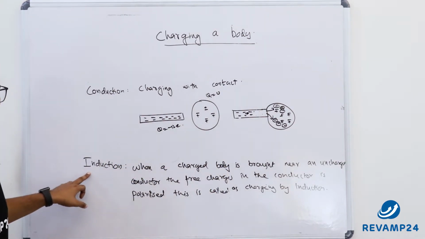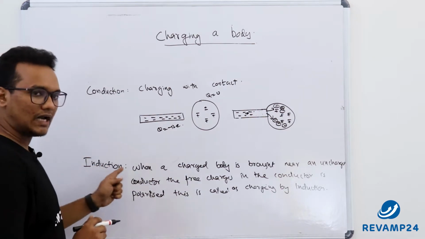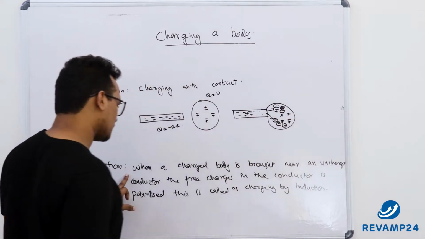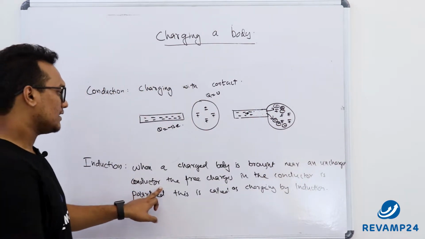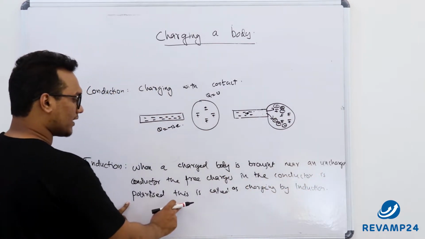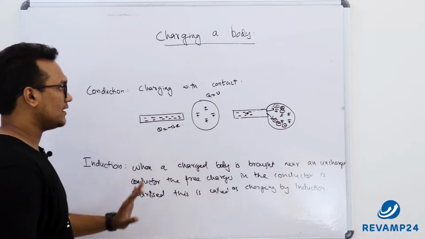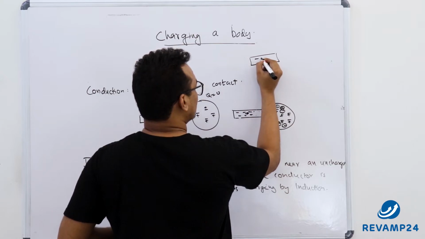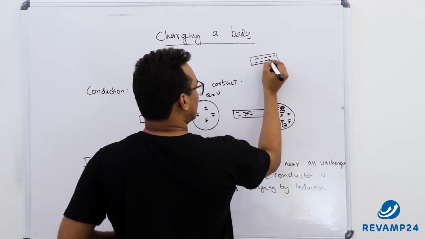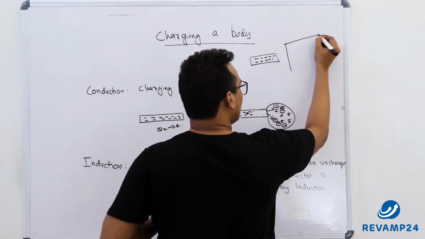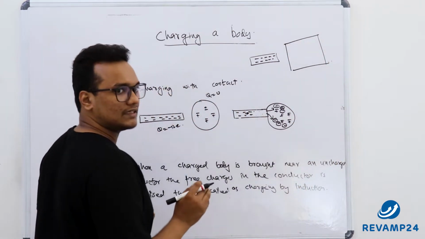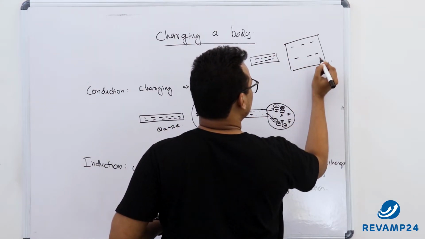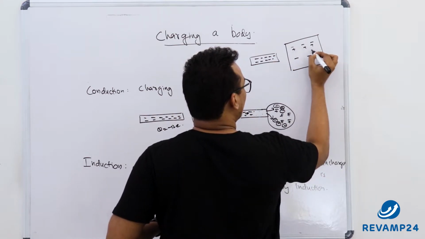Now, the second method is induction. I will read the definition for you: when a charged body is brought near an uncharged conductor, the free charges in the conductor are polarized. This is called charging by induction. We will picturize it. Let's say we have a charged body, the same as before, with 12 excess electrons. It is brought to a material that initially has, for example, 6 negative charges and 6 positive charges.